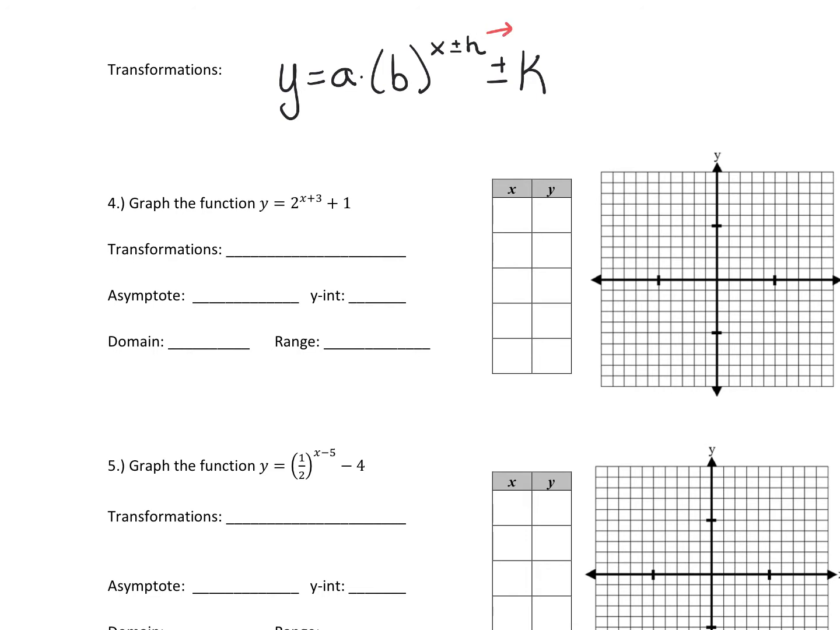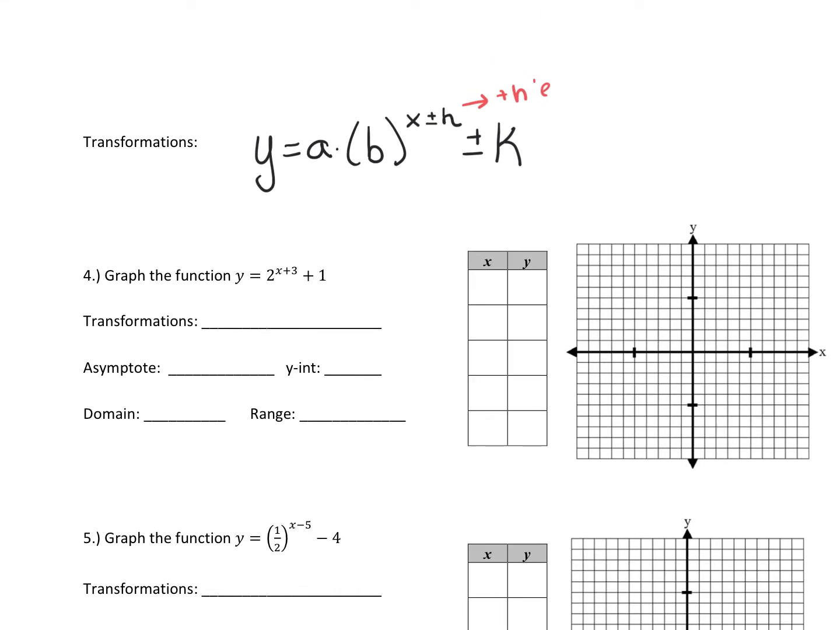Well, if it's plus or minus h, plus h means my graph is going left, and minus h means my graph is going right. My k value, plus k, means my graph is going up, minus k means my graph is going down. And then my a value in front is my stretch or my shrink. So if my a is bigger than 1, that means my graph is going to stretch or get bigger, because my a value is multiplying by a number bigger than 1. If my a is less than 1, that means it's going to be a shrink.